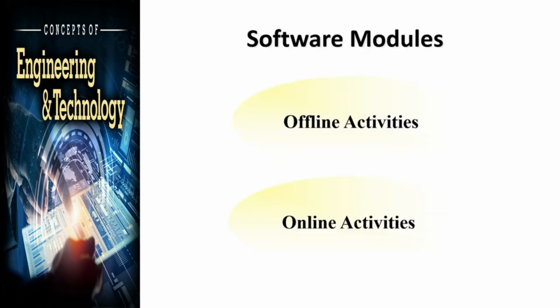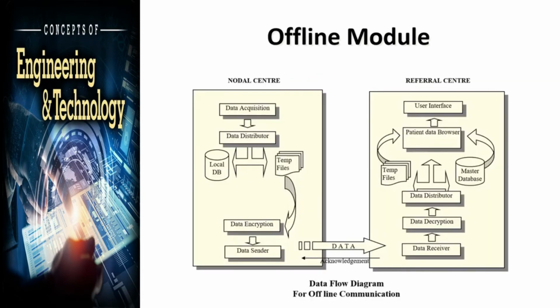Okay, so when you look at interacting with the modules, from the nodal center to the referral centers, we need to have very good software modules. When you look at the software modules, we have two different sections. One is the offline activities and the other is the online activities. Offline activities come under the store and forward method. For online activities, both ends should be engaged to get the information.